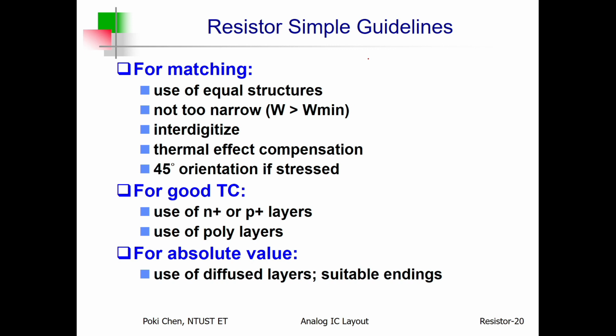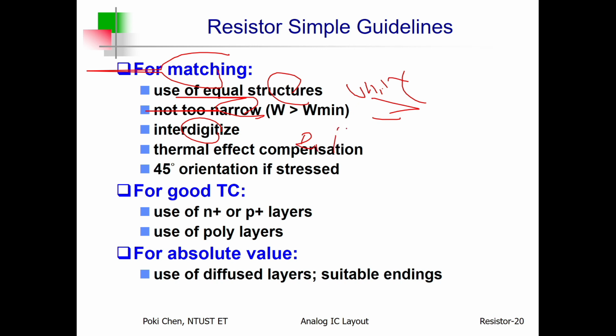Here are some simple guidelines for resistors. If you would like to match more than one resistor, then you need to use a cross structure. That is what I told you, the unit device. You need to use unit resistors or sub-resistors connected in parallel or in series to match more than one resistor. And the resistor cannot be too narrow or too short. You are better off having some kind of interdigitization.